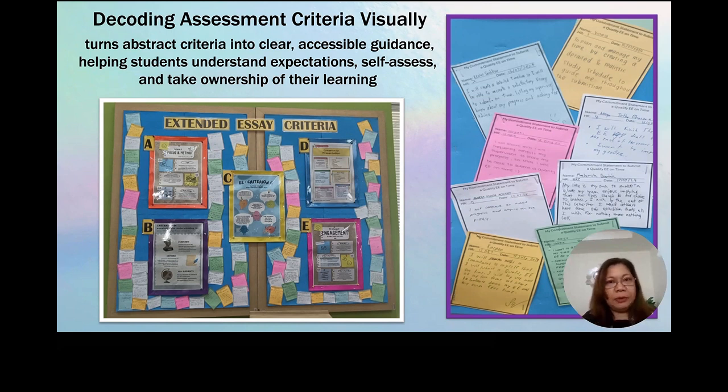So, for example, they will have to come up with their own visual representation, and that visual representation turns the abstract criteria into clear, accessible guidance, not only affirming how they understood the criteria, but also conveying to others that this is the standard way to address the specific criterion based on the requirements. And this also becomes a self assessment, and students take a sense of ownership of their own learning. So, this is what they did.